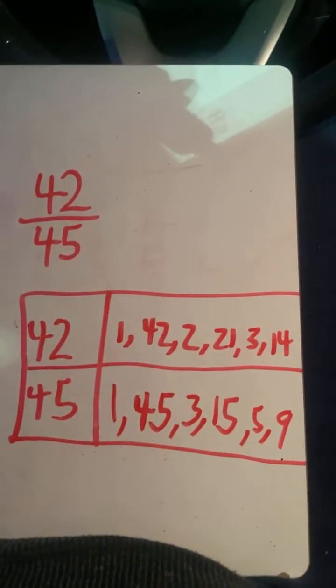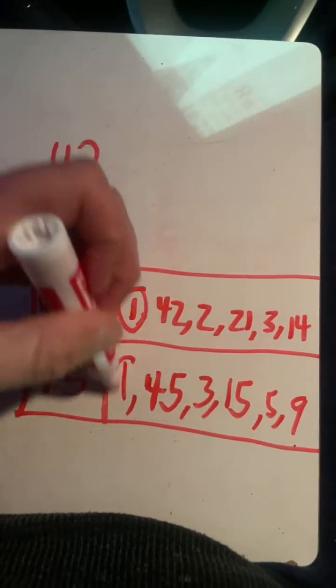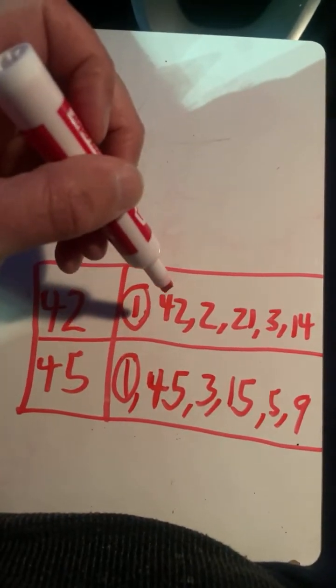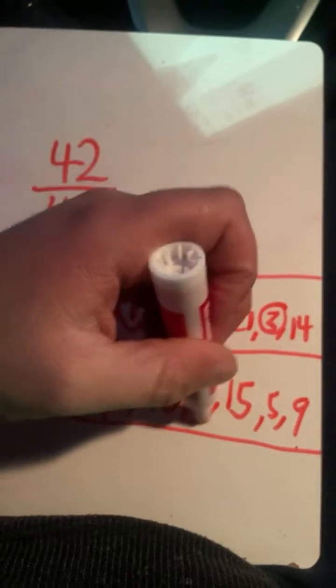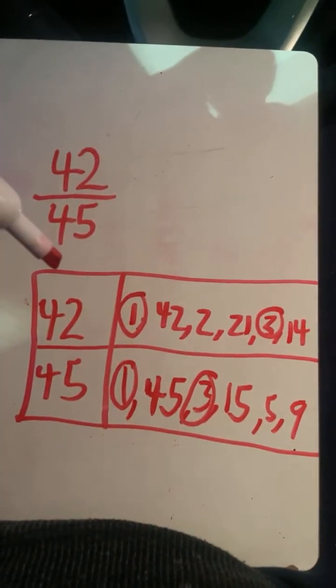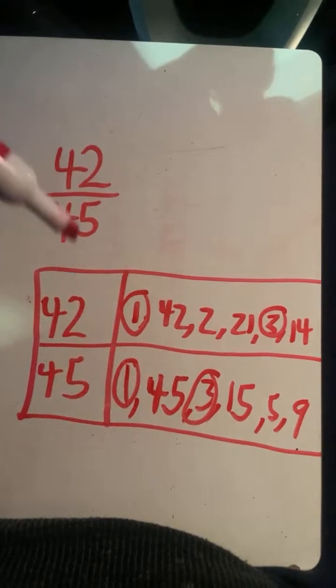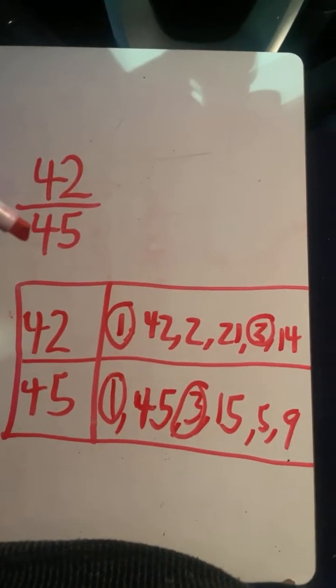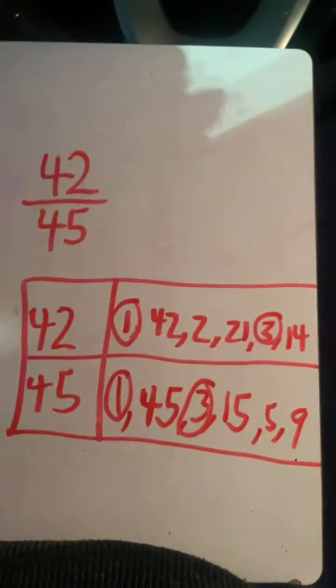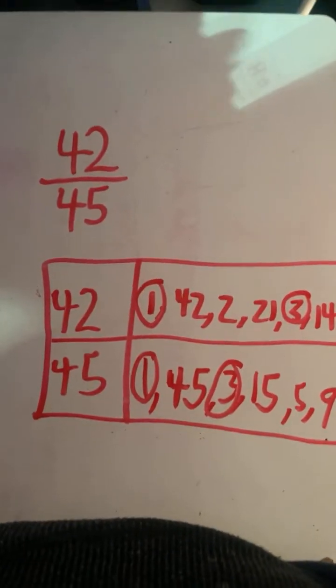The greatest common factor, we circle all the common factors. So we have 1, we have 3, and that's it for our common factors. So the greatest common factor is 3. So 3 is what we need to divide by.